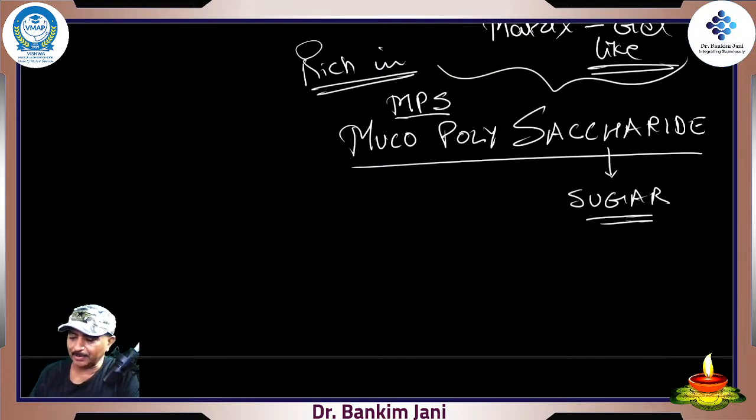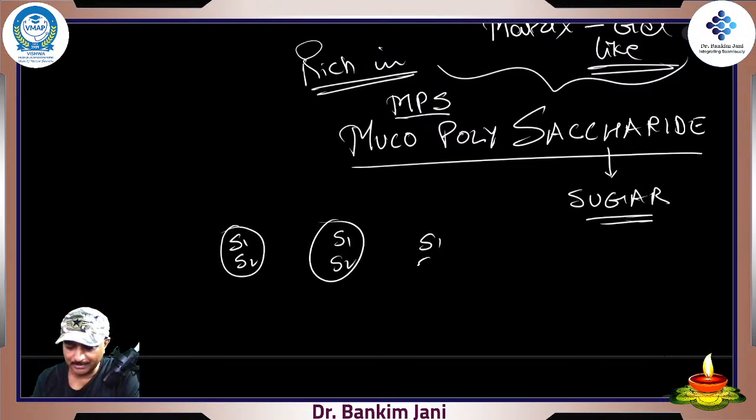And all these couples, when they stand in a line, single row, and they form a long chain holding their hands with each other, it is nothing but called the mucopolysaccharide. Simply speaking, one sugar, S1, S2.